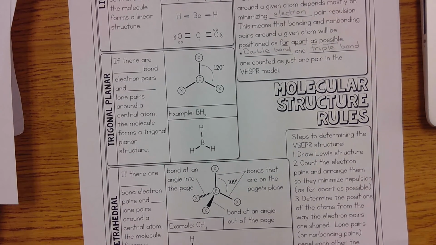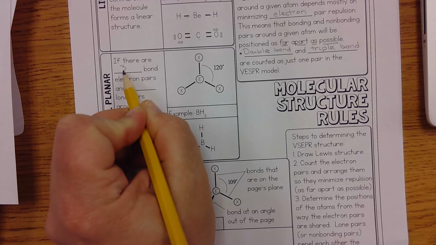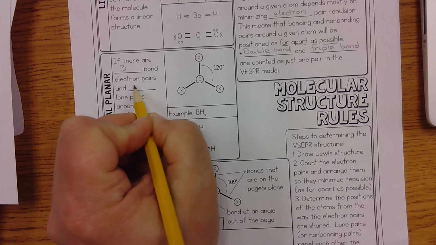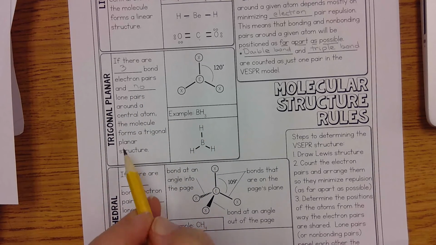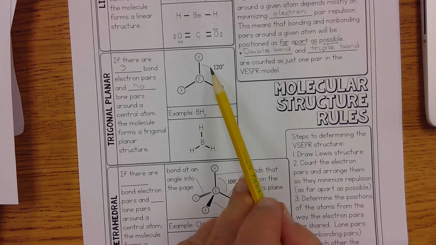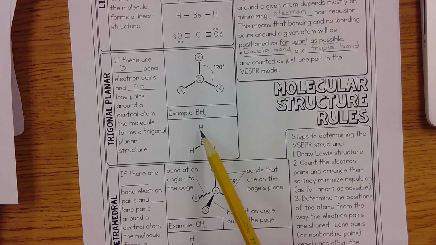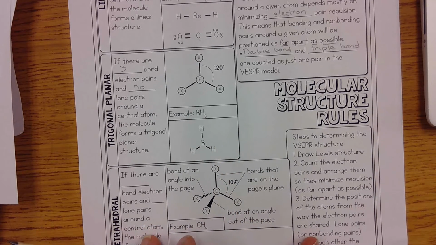The next shape is called trigonal planar. Trigonal because it's a triangle, planar because it's all in one plane, two-dimensional, flat like a piece of paper, not three-dimensional like a cube. Okay? So this time there are 3 bonds and no lone pairs. We basically get a triangle. The angle between the bonds is 120 degrees. And here's an example of that.